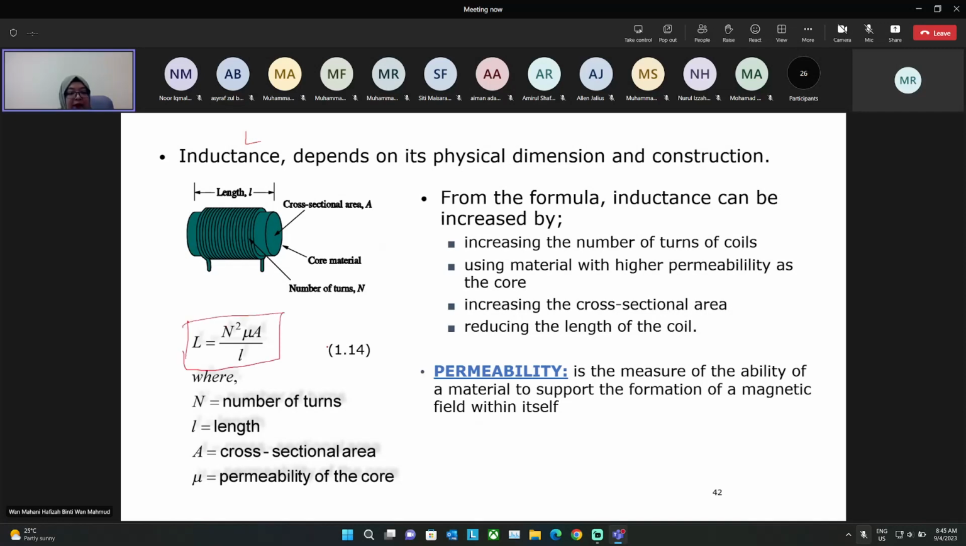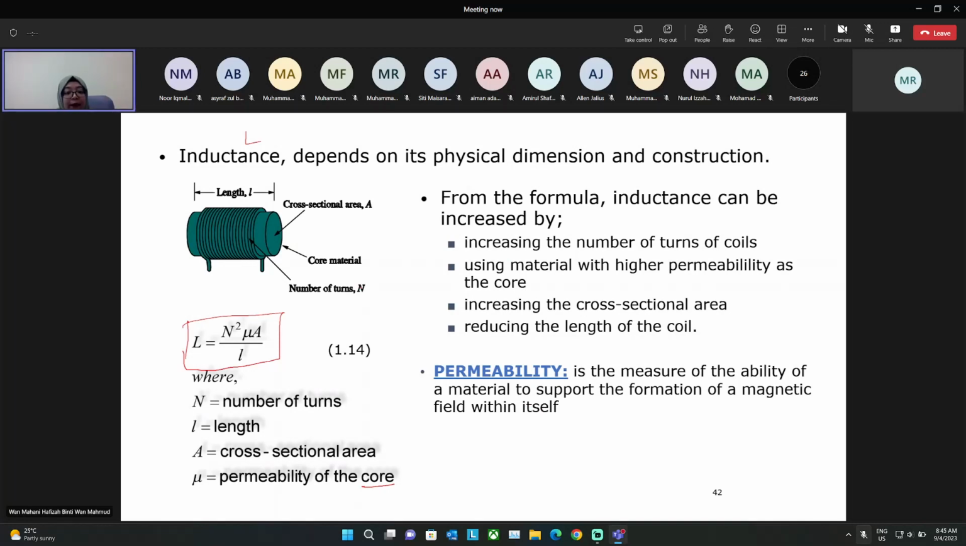For capacitance earlier we had epsilon A divided by d. For L we have this equation: L equals N squared mu A divided by l. N is the number of turns, l is the length, A is the cross-section area, and mu is the permeability of the core. Different core materials will have different values.